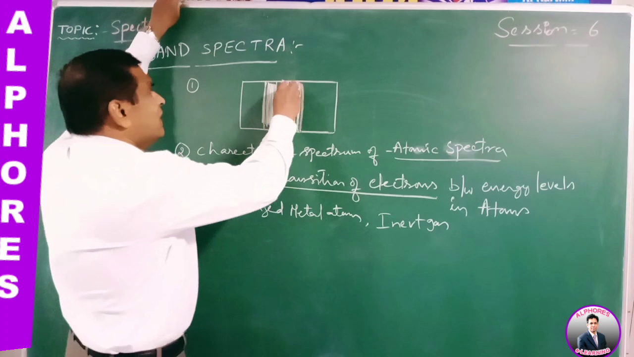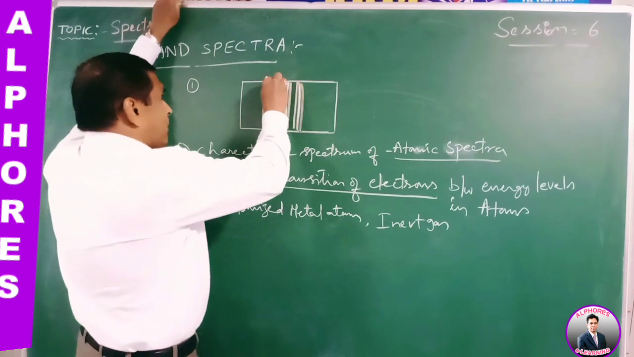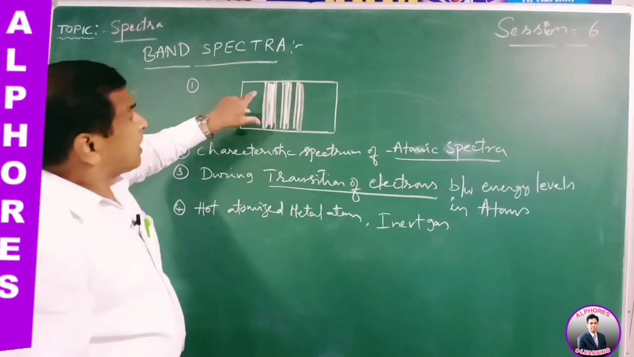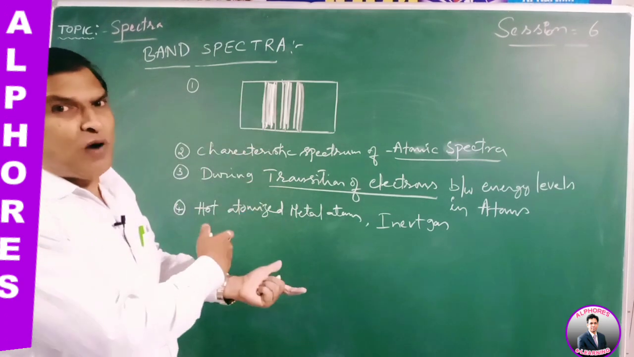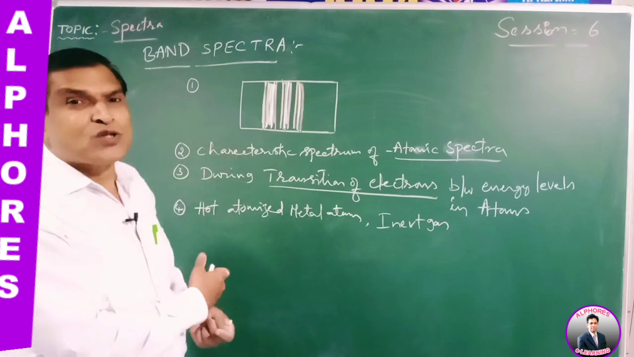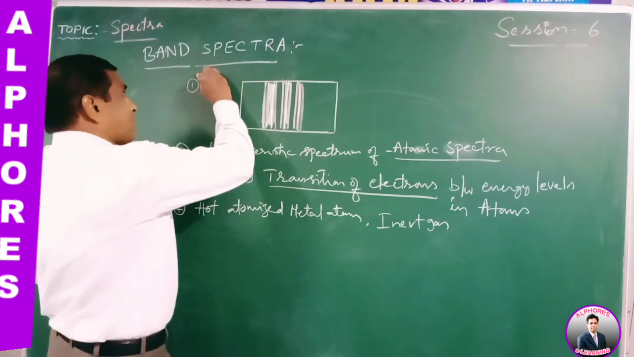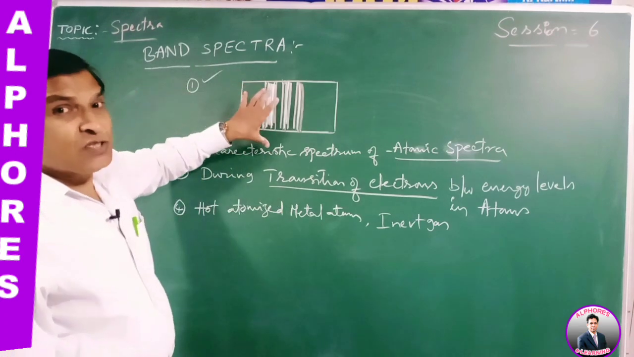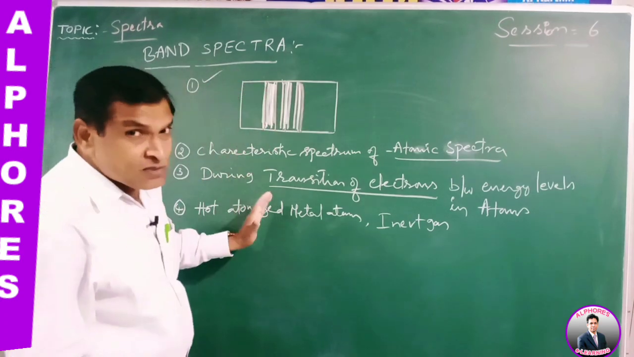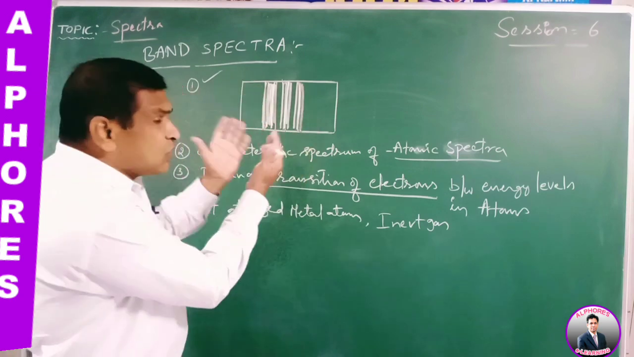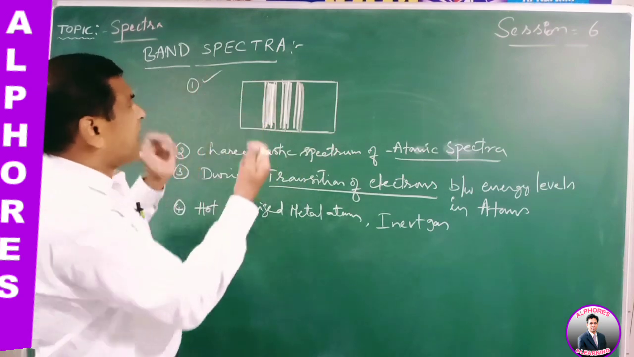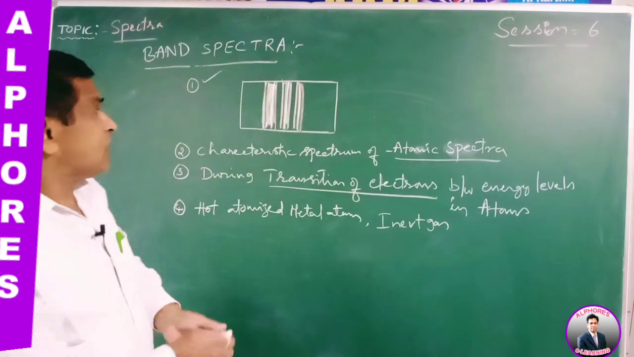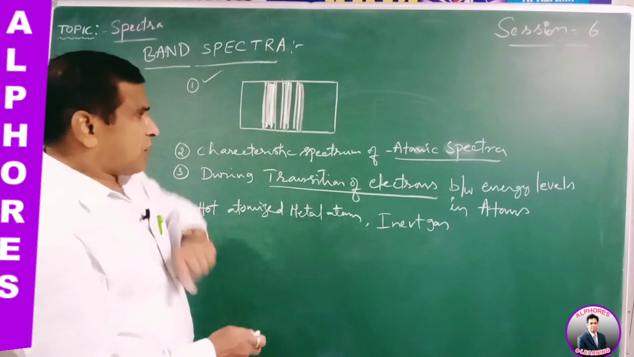Okay, line spectra is different from band spectra. The spectra in which the spectral lines are arranged closely appear in the form of bands. Therefore, it is called band spectra. That is the first point. Once again, the spectral lines are closely packed and they appear as bands. Therefore, it is called band spectra.